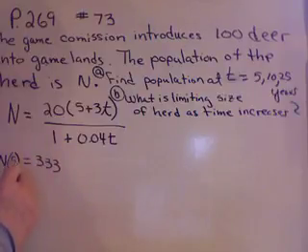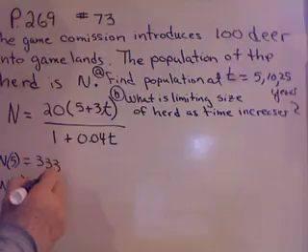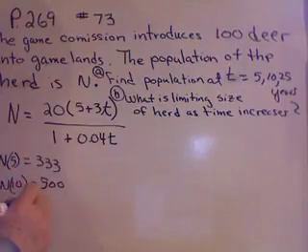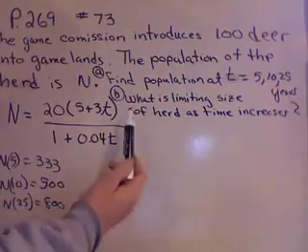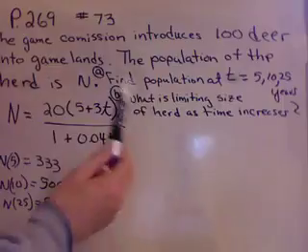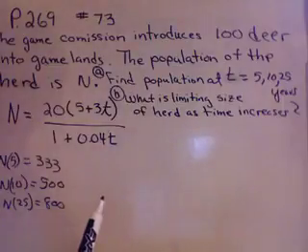At 10, you would get 500. And then when you plug in the 25, you get 800. That part's easy. The second part of the question, what is the limiting size of the herd as time increases?